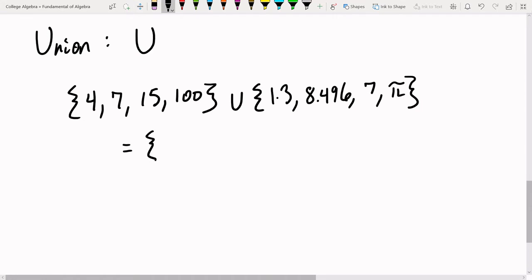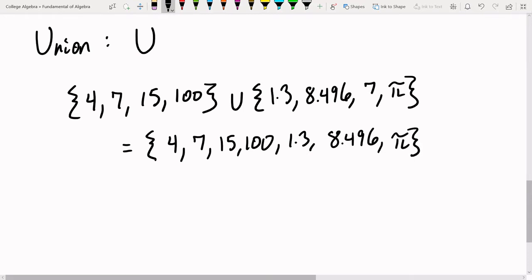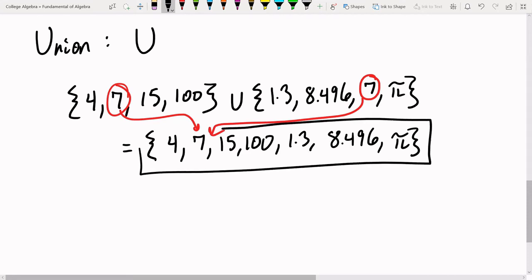Well, it's going to be another set, and we're just going to put every single element we can that's in one or the other. So 4, 7, 15, 100, 1.3, 8.496, and pi. And you'll notice I did not put the second 7 in here. That's because a set will only ever have one element of any kind at one time. There's no repetition allowed in sets. So this would be our answer to the union. It's every single unique element that is in either of the sets.